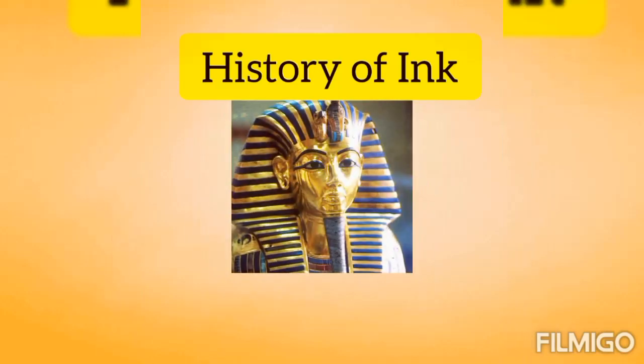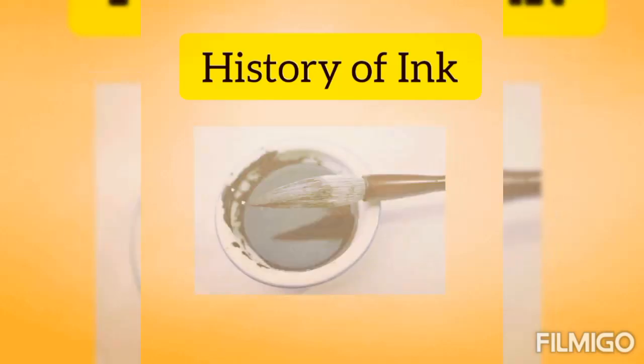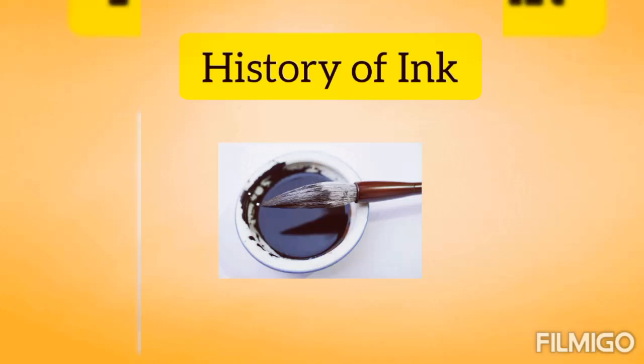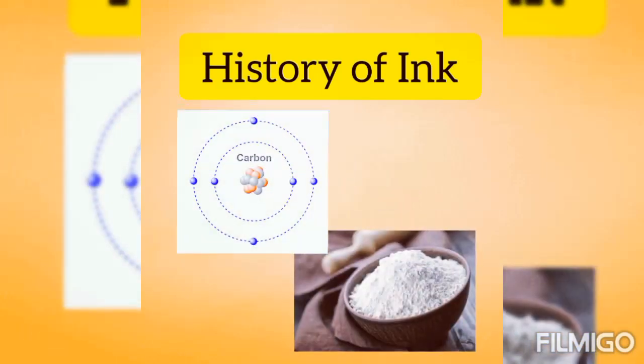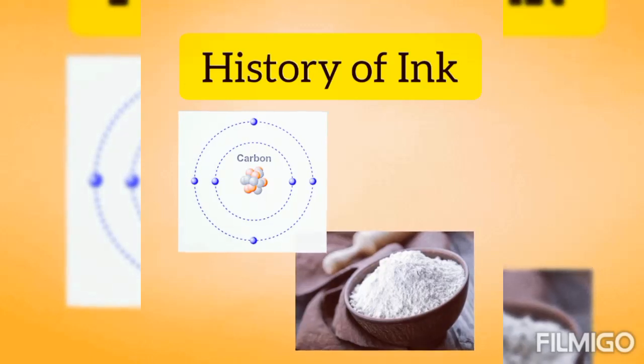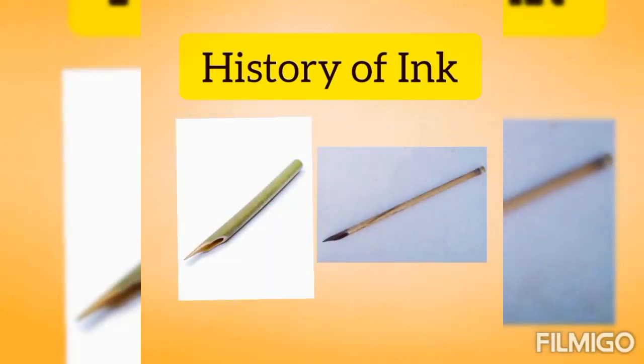The Egyptians had also created their own form of ink in around 2500 BC by blending carbon and gum. It was dried in the shape of sticks. They were dipped in water and used on papyrus paper.